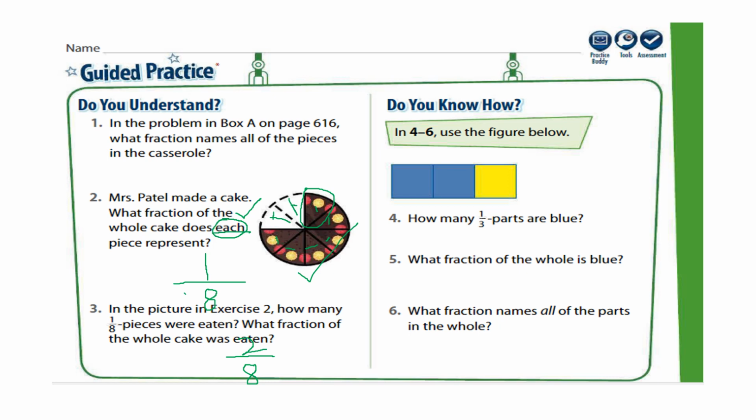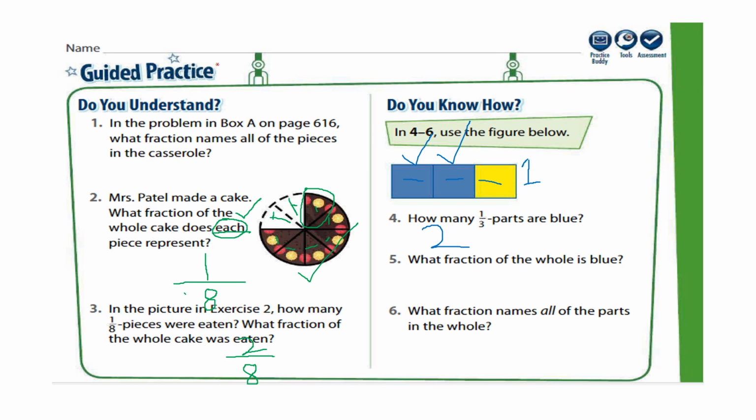Now questions 4 to 6, we have to use this region. So how many total parts are there? 1, 2, and 3. Now how many are blue? 1, 2. How many are yellow? Only 1. Question 4. How many 1/3 parts are blue? So how many parts are blue? Excellent. Only 2 parts are blue out of 3 parts.